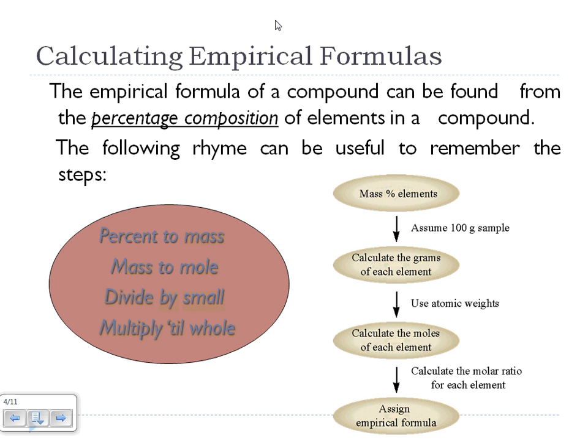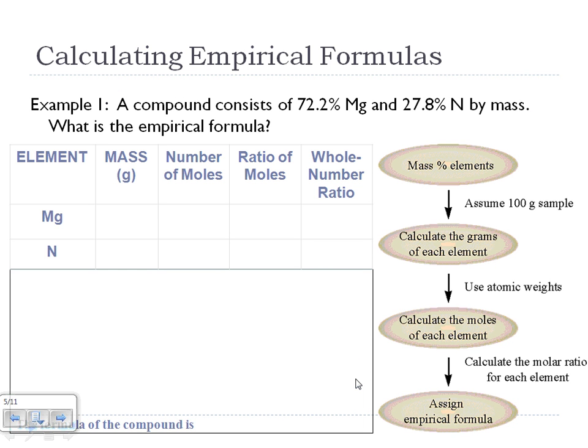These are the steps written out. The first thing we're going to do is assume that we've got a 100-gram sample of whatever we're talking about, and we're going to change whatever percentage it is to mass, and that's how we calculate the grams. Then we take that mass, use our atomic weights to calculate the moles, and then calculate the molar ratio for each element by dividing by small and multiplying to a whole, and then assign the empirical formula. I know this is a whole lot of words and you might not fully understand what it all means, so the best way to explain it is going through an example with you. So here is example number 1.